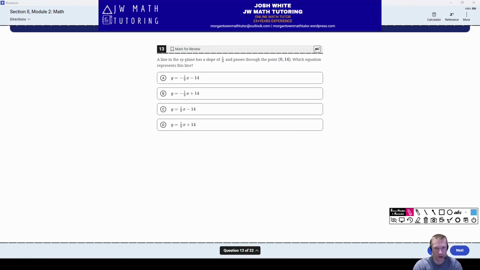Next up, here you have a line where you're given its slope and you're given a point, and they want to know the equation for it. Notice this point is the y-intercept right here because the x-coordinate is 0. So therefore, we already know the slope is positive 1/9. Get rid of this, get rid of this. We know that the y-intercept is positive 14 right here. Correct answer for this is letter D.